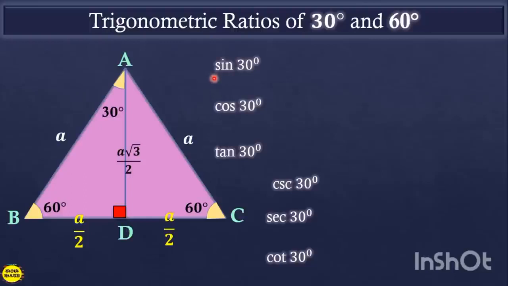Sine is opposite over hypotenuse. So, sine 30 degrees, ibig sabihin dito tayo titingin. Opposite is A over 2, I mean BD, and then hypotenuse, that is AB. So BD over AB, and your BD is A over 2, and your AB is A. So, ito po makukuha natin.